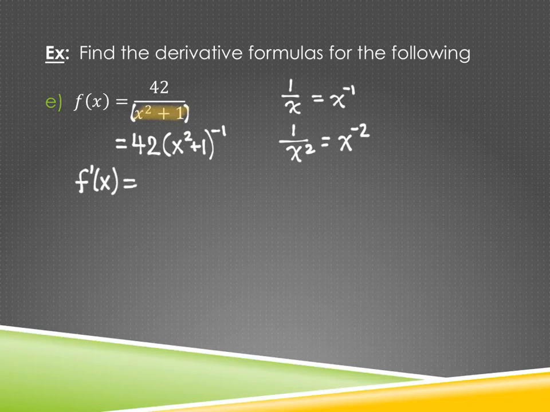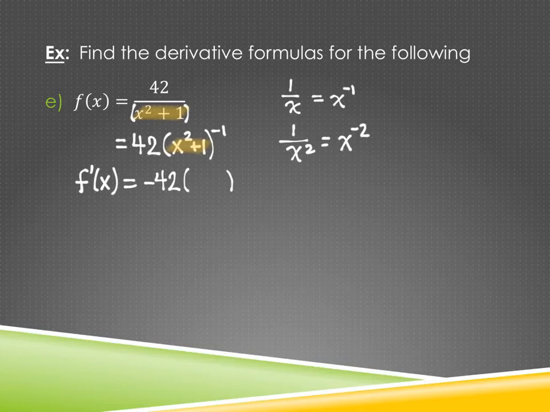The inside function, what is the inside? Well, we said it was x squared plus 1. So the outside is a 42 in front and it's a -1 exponent. What am I going to do? Multiply. Okay, so the exponent, which is a -1, will come down like the other ones, right? And since there's something in front of there already, it will get multiplied by whatever's there. So the negative 1 gets multiplied by the 42. So I have negative 42.